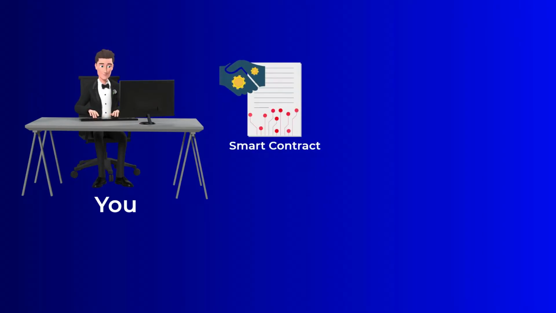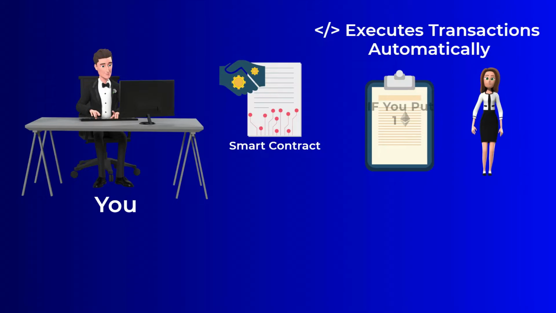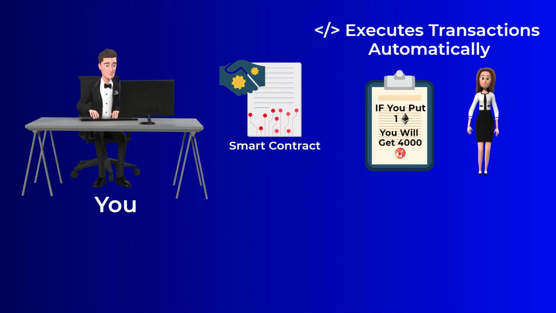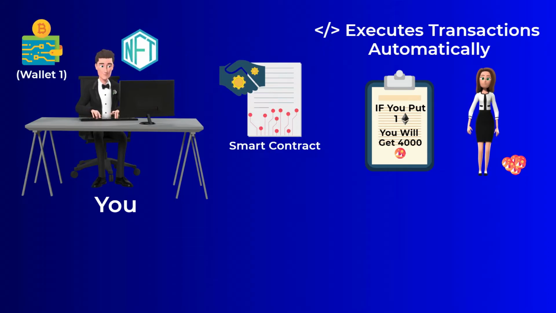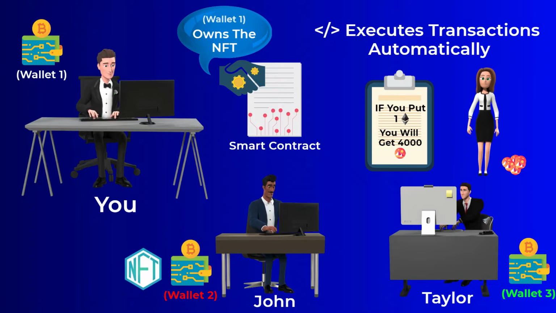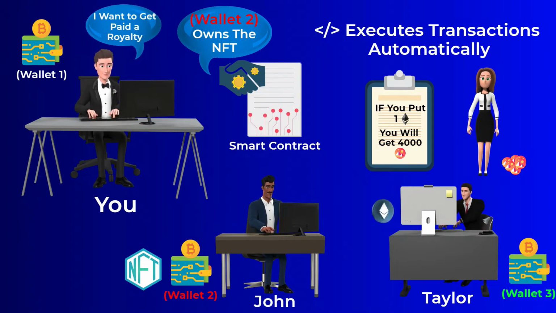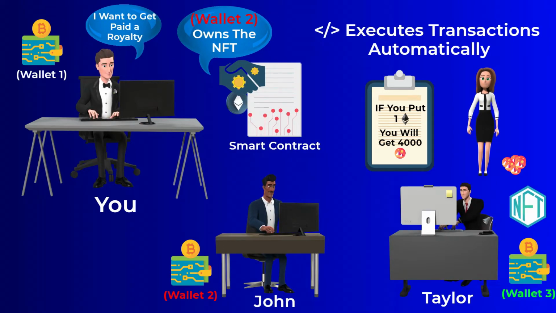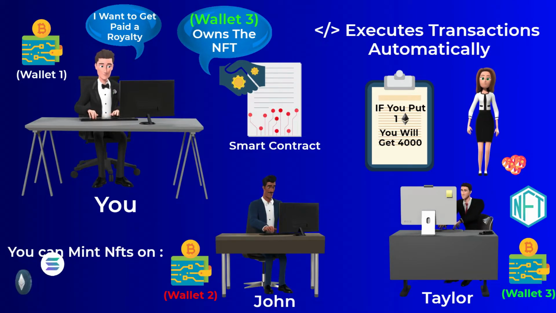A smart contract is basically a code that executes transactions automatically when certain conditions are met. This smart contract mints your NFT and is responsible for tracking and transferring ownership of the NFT. You can also add new functions to the smart contract. For example, you may want to get paid a royalty every time the NFT is sold. You should know that you can mint NFTs on many blockchains, not just Ethereum, like Solana, Cardano, Tezos, and Flow blockchains.